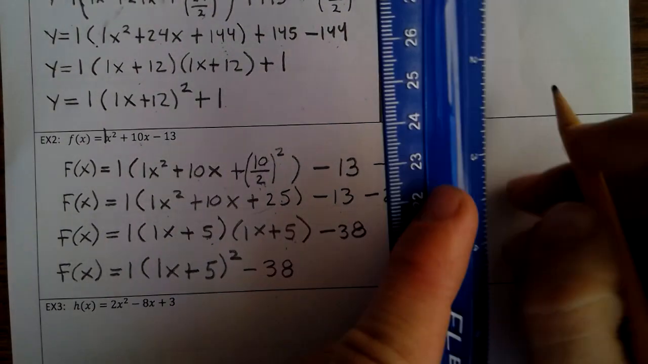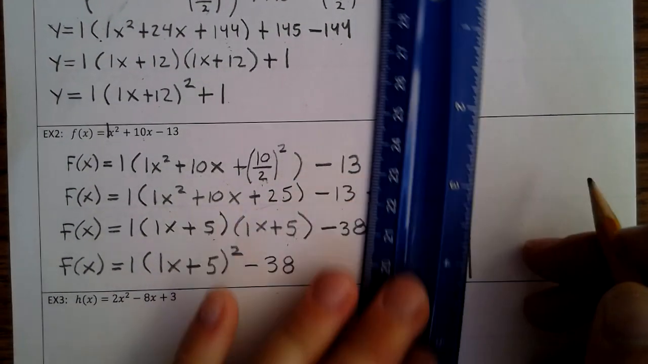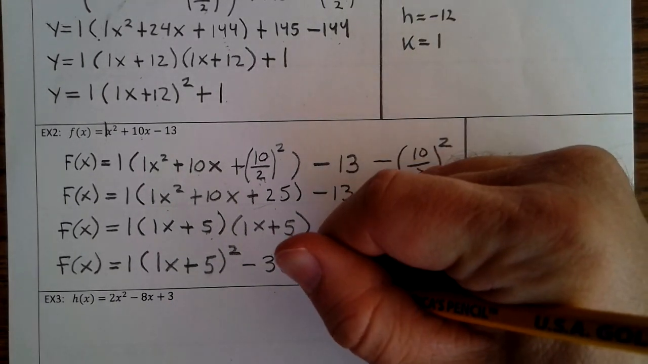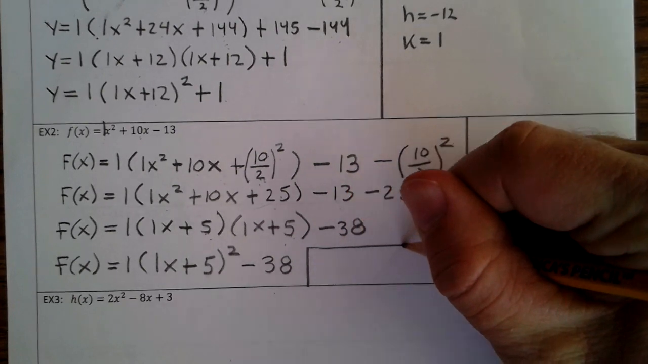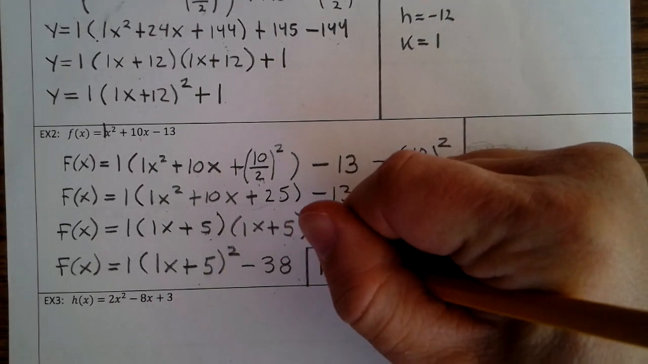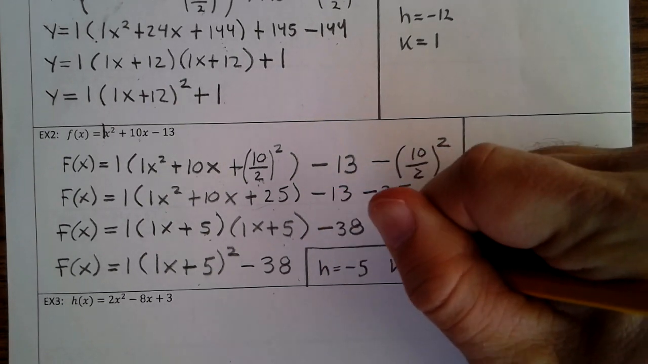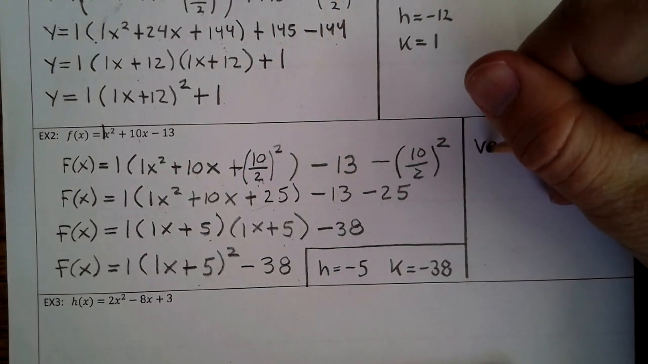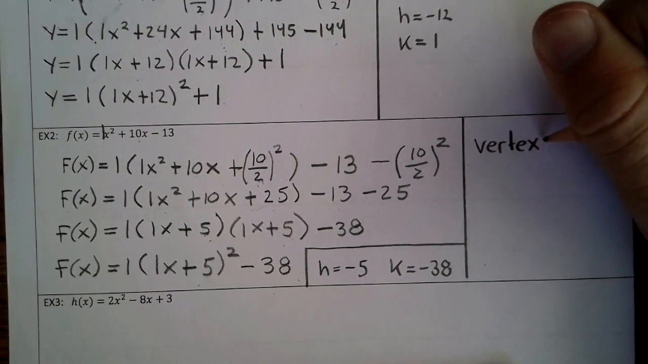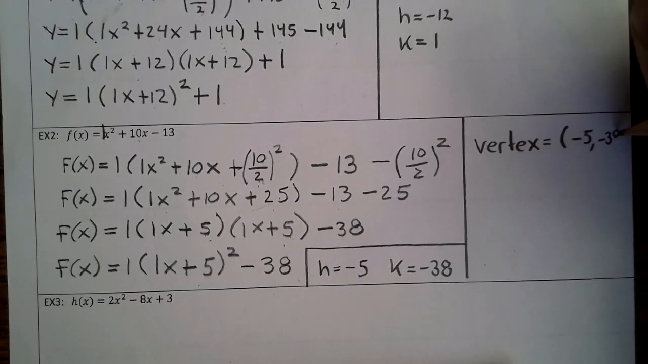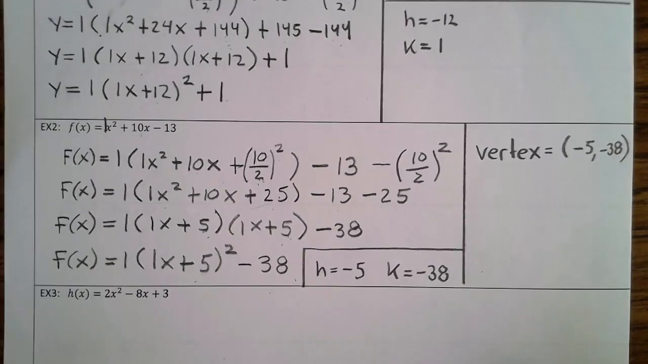Okay, we now have that in vertex form. Now we know that this is minus h plus k, so h equals negative 5 and k equals negative 38. So our vertex is negative 5 comma negative 38, close parentheses.